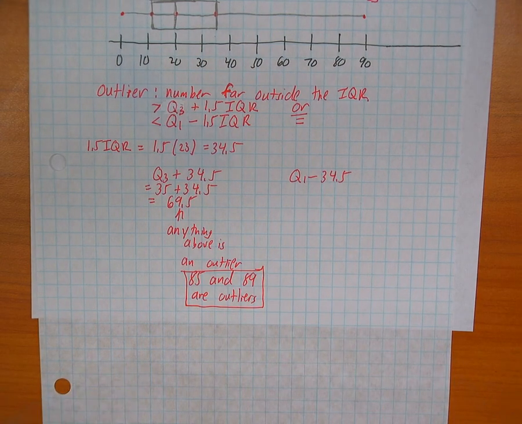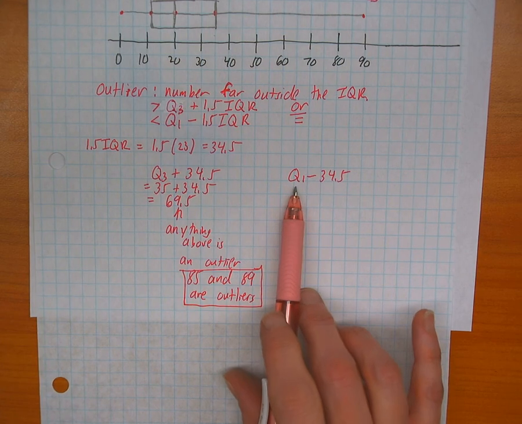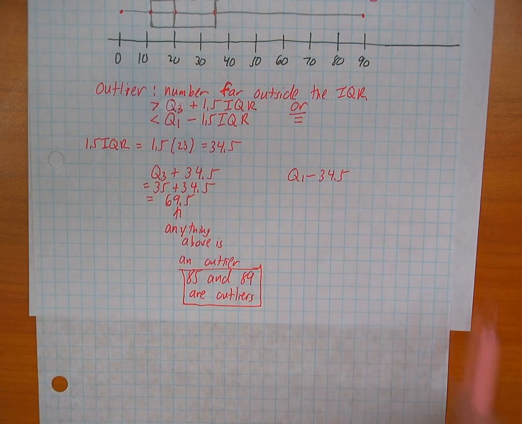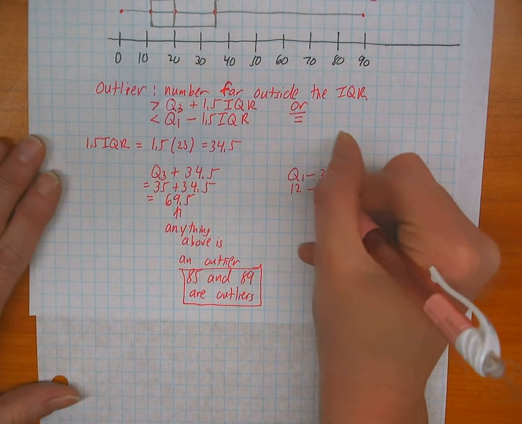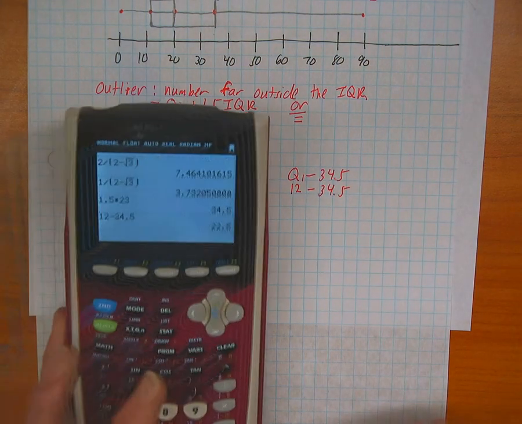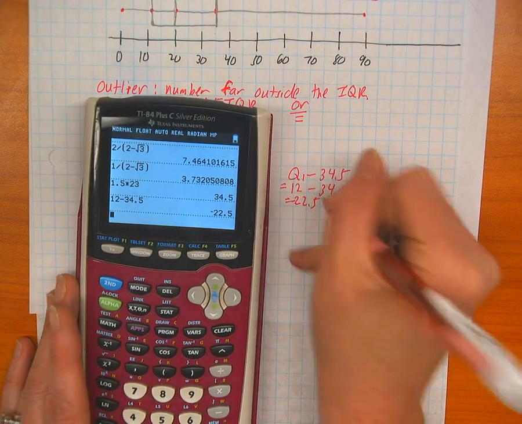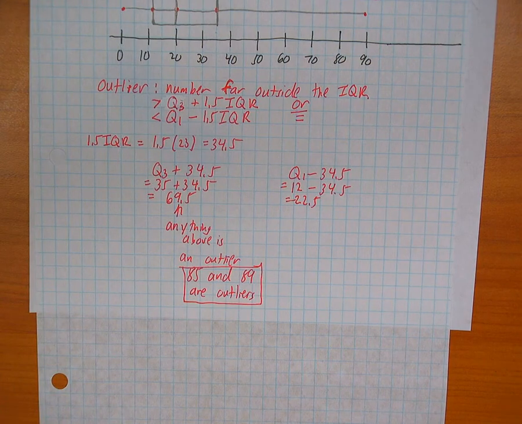Well, what about on the low end? Do we have any numbers that are below quartile 1 minus 34.5? Well, quartile 1 is 12. So if I subtract, I'm going to get a negative number, which doesn't make sense because you can't wait negative minutes for something. And so no, we don't have any outliers on the low end, but we do have a couple on the high end.